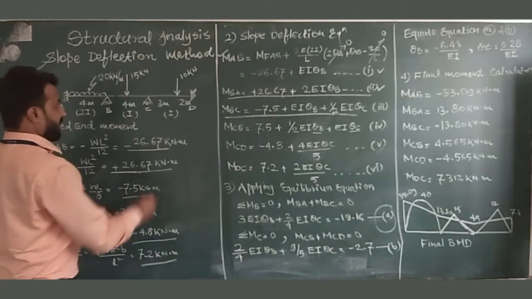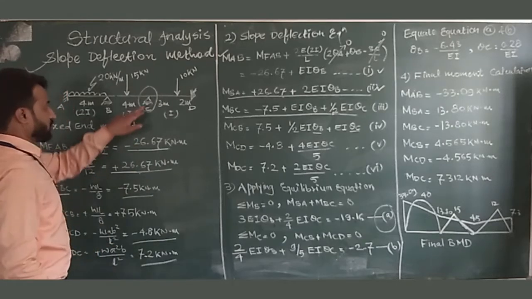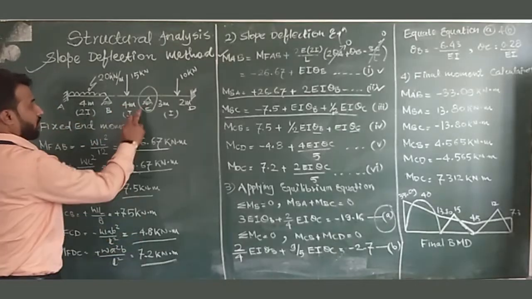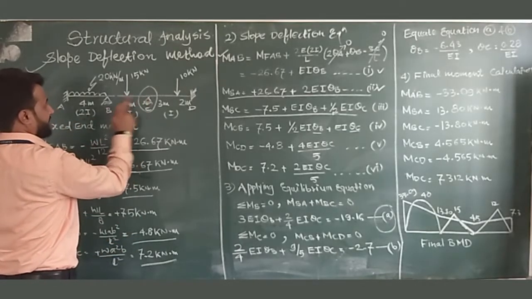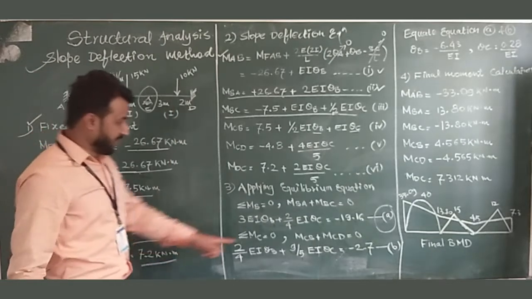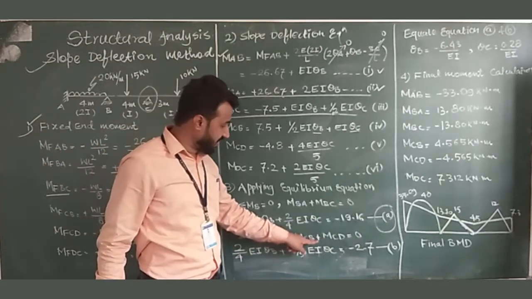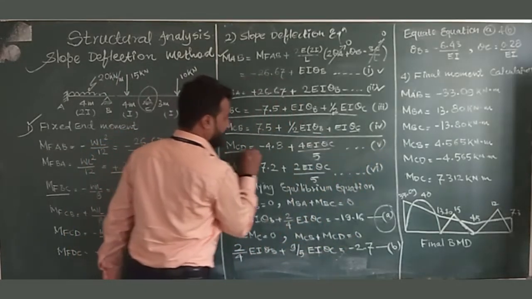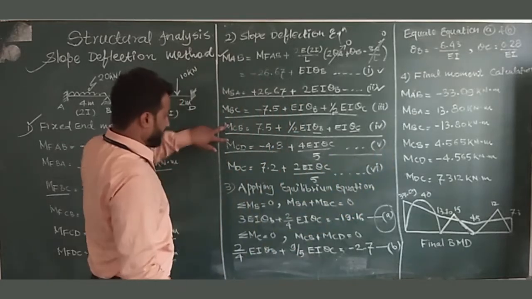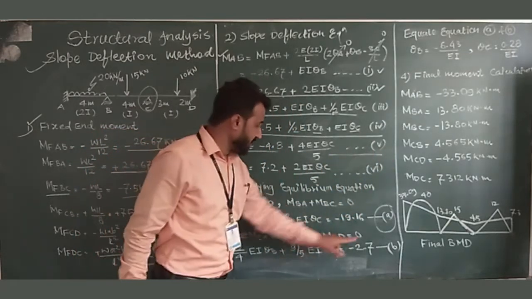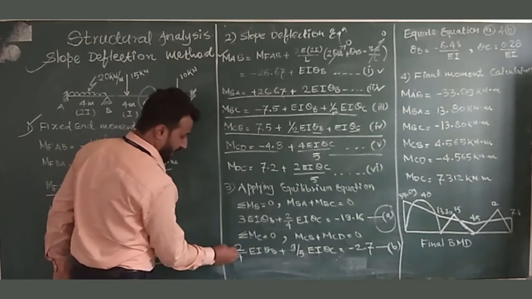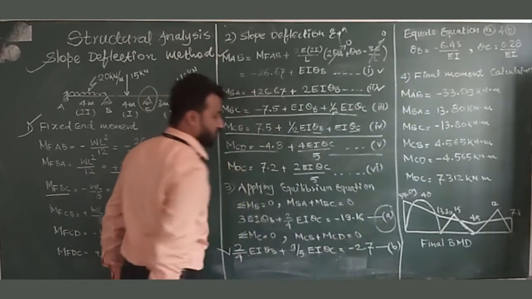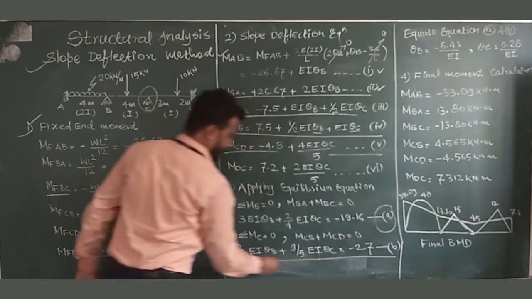Now the second equilibrium equation we will apply on joint C. The sum of the moments at joint C is equal to 0. We know at joint C there are 2 members, member CB and member CD. So moment CB plus moment CD is equal to 0. We know the moment CB equation and the moment CD equation. If you sum up these 2 equations and equate with 0, we get 2 by 4 ER theta B plus 9 by 5 ER theta C is equal to minus 2.7. Now name this as equation B.